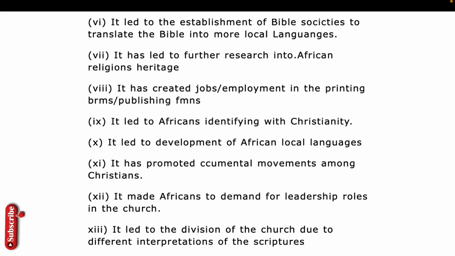It has led to further research into African religious heritage. It has created jobs in the printing firms. It has created employment, for example, in the publishing houses. It has led to Africans identifying with Christianity. It led to development of African local languages.